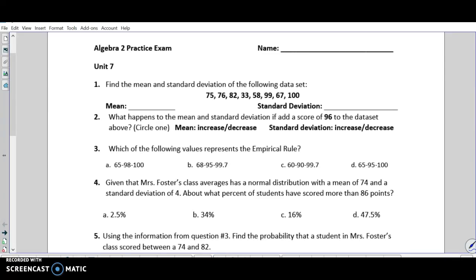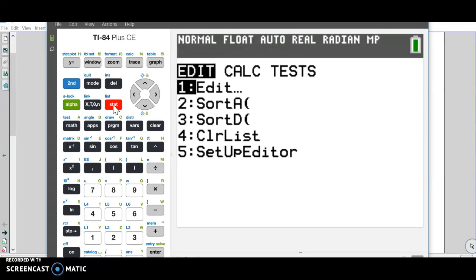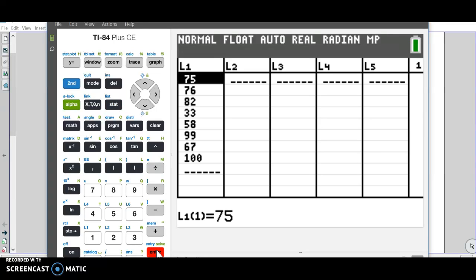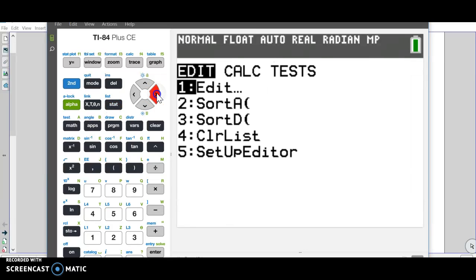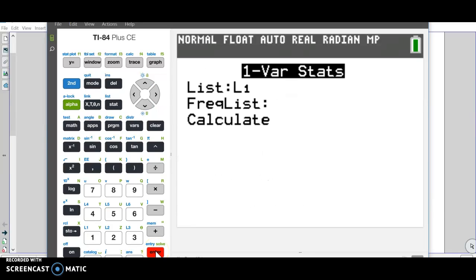Okay, I'm going to start with all of Unit 7 since we haven't seen that one in a while. So really the quickest way to do standard deviation is by using your calculator. To put the numbers in your list, you go to Stat, Edit, hit Enter, and go ahead and list them into List 1. Once you've put them all in, you will go to Stat, go over to Calc, one variable statistics, Enter, Enter, Enter.